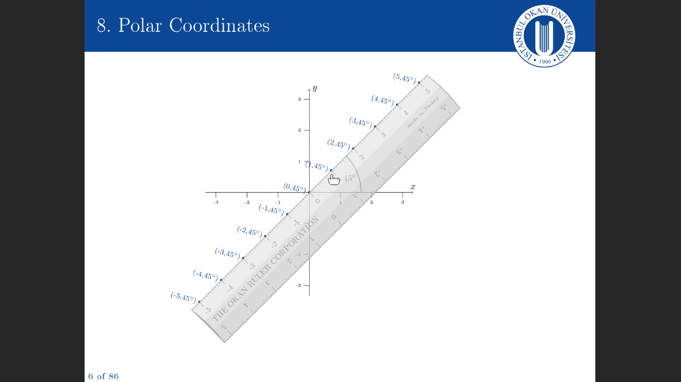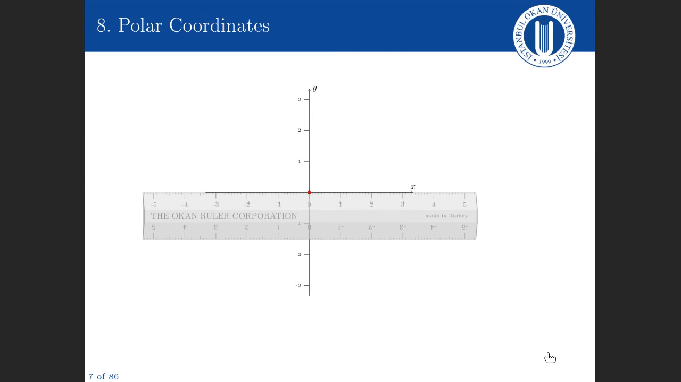For example, the point I'm pointing to now has polar coordinates 1, 45 degrees. The distance from the origin is 1, and this ruler makes an angle of 45 degrees. I'm pointing at the point 2, 45 degrees. Now I'm pointing at the point 3.5, 45 degrees. We can also go the other way along the ruler and use negative numbers. This is the point with polar coordinates minus 1, 45 degrees, and then minus 2, 45 degrees, etc. Put the ruler back where we started.